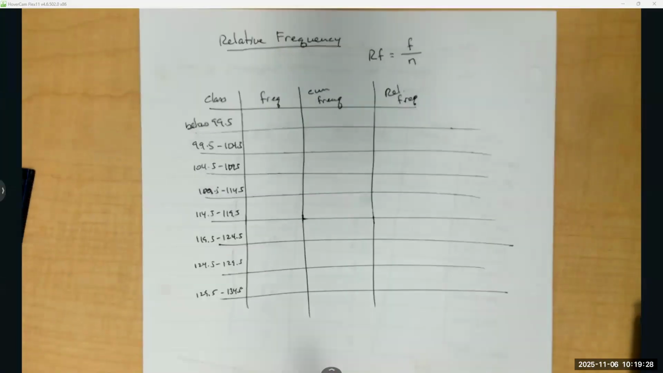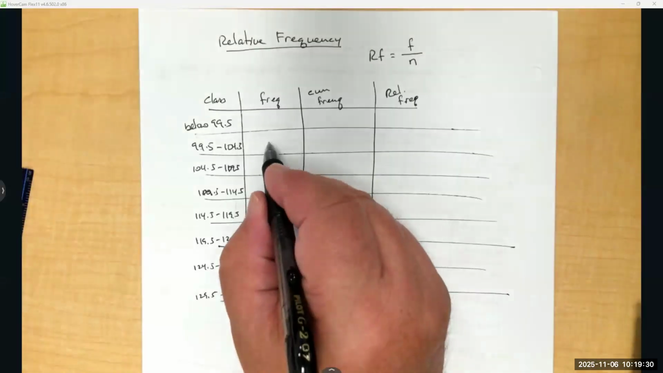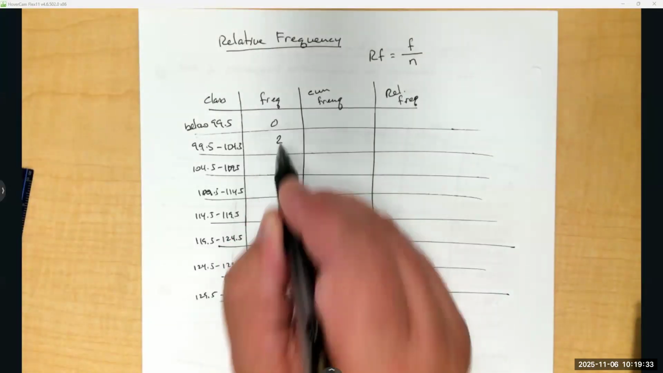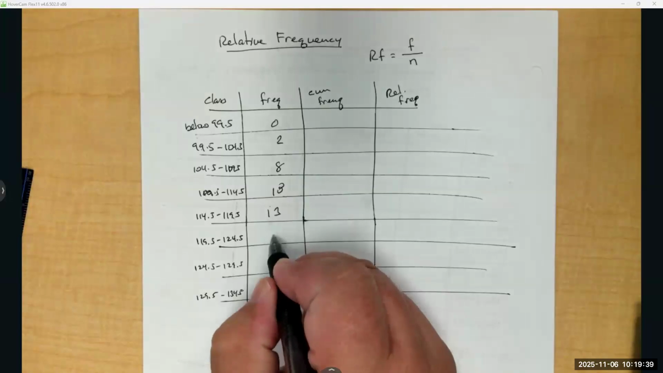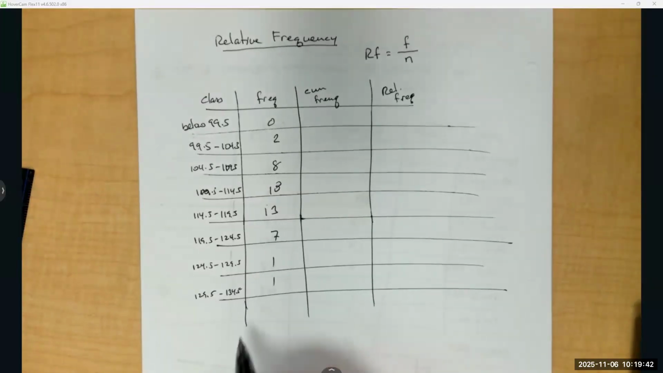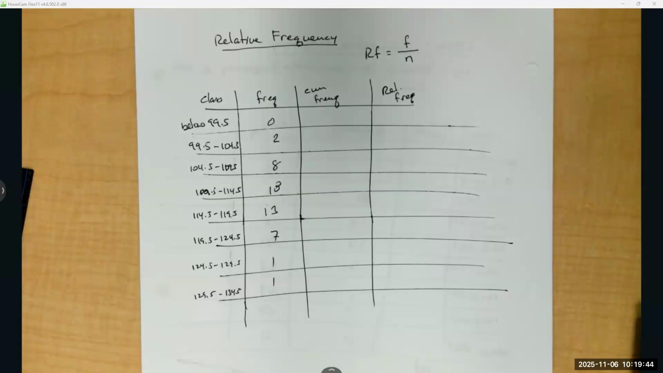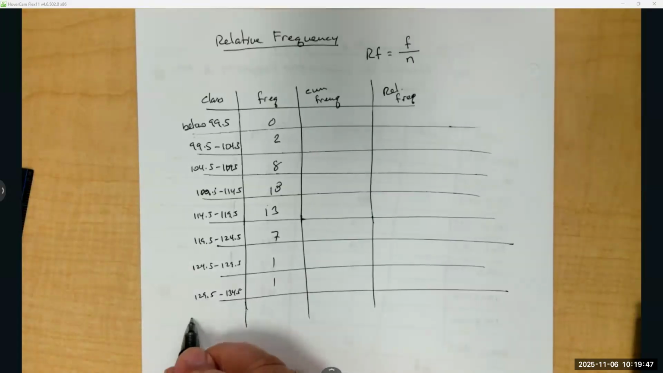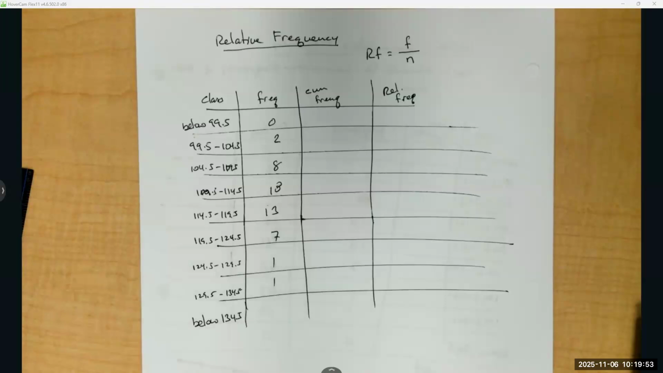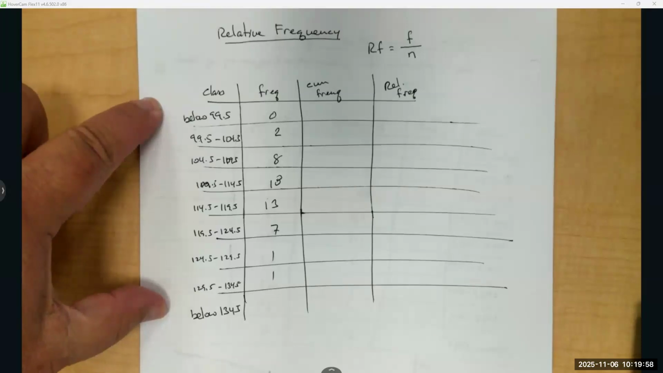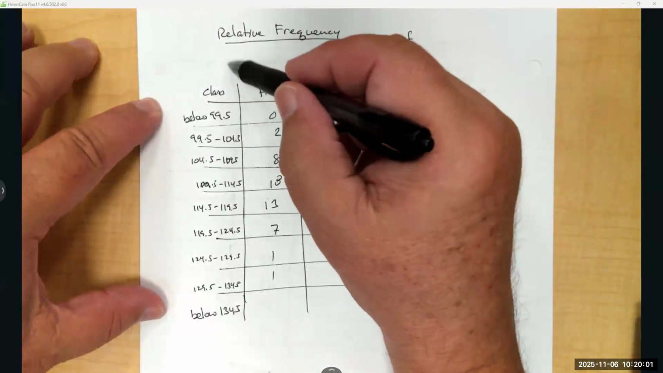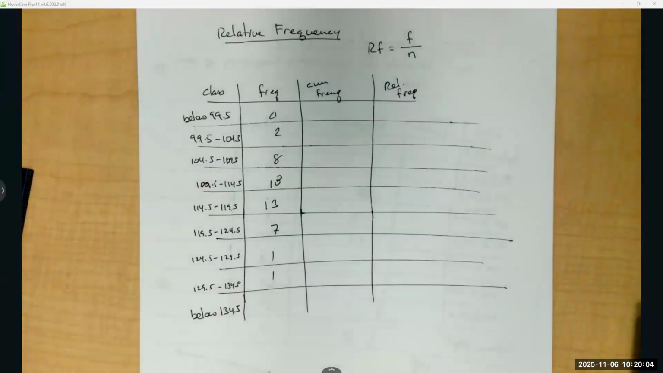Okay, so what were the frequencies again? We had 0 there, 2 there, 8, 18, 13, 7, 1, 1. And then below 134.5. Look at the beginning and the end rows. When we do these comparisons for the cumulative frequency, we look at the upper bounds.